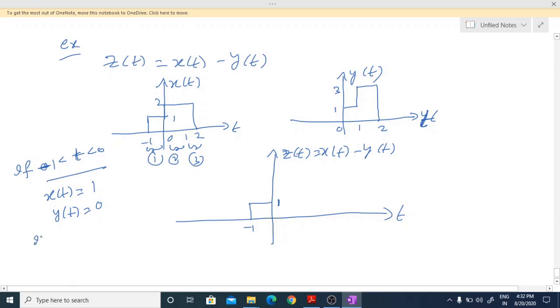And in the second region, t is in between 0 to 1. In this case, x of t is equal to 2, and y of t is 1. Now if we subtract these two values, 2 minus 1 is plus 1 only.